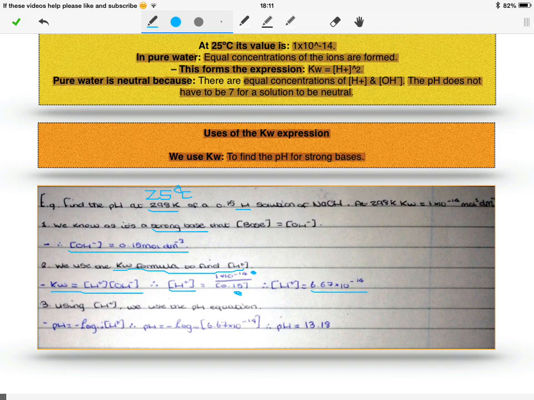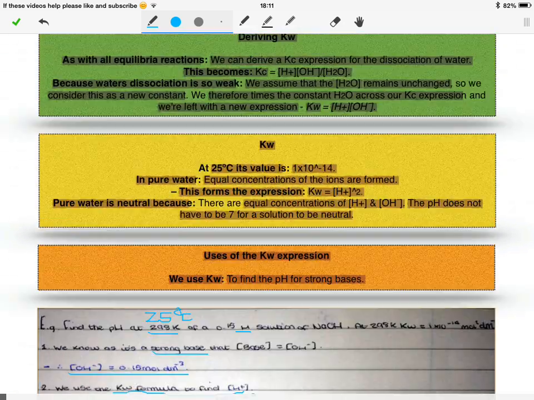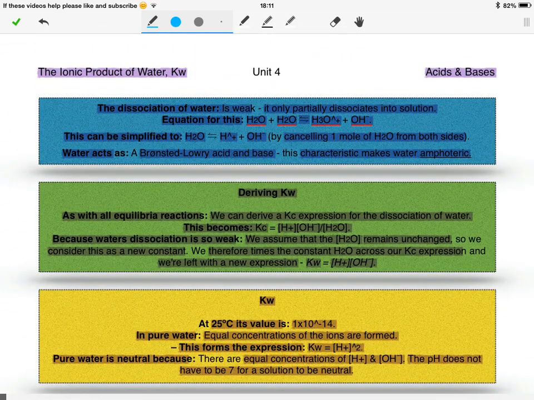The final step is pretty easy now that we've got our hydrogen ion concentration, and we just use our pH equation. Subbing our concentration into minus log base 10, we get an overall pH of 13.18, which sounds perfectly viable because it is a strong base and it's pretty close to 14, which is very basic. And that's all you really need to know for the ionic product of water, Kw.